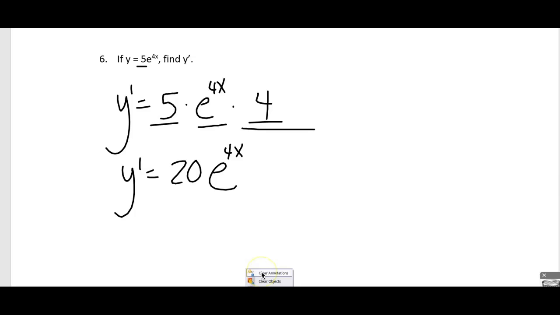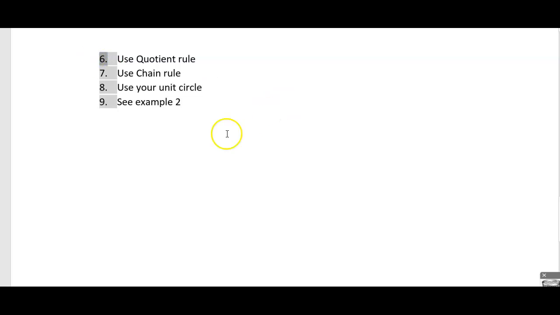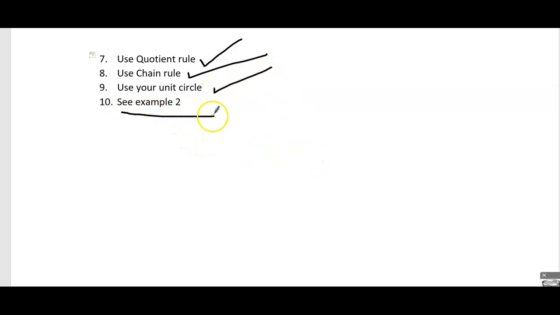All right, let's go ahead and take a look at number 7. So for 7 through 10, this says 6, 7, 8. Let me fix that. So for 7 through 10, I feel like they're pretty straightforward, so I'm not going to be going through any examples with them, but I will just tell you some clues and hints that'll be helpful. For number 7, you want to use your quotient rule. For number 8, it's a chain rule. For number 9, you want to use your unit circle. And if you're having trouble with example number 10, take a look at the video where I went over example 2 a little bit earlier. That'll help out on that one as well.